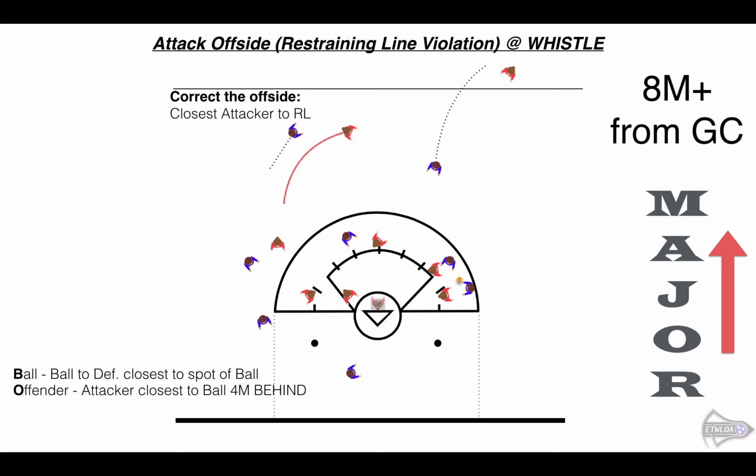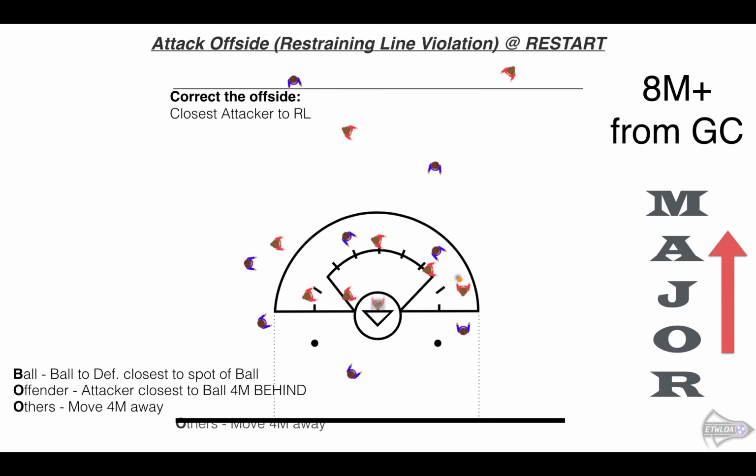The offender, or the attacker with the ball, typically will be placed 4 meters behind, and the others will be moved 4 meters away from the free position, in this case taken by the red team. So prior to restart by the new trail or old lead, this is how the free position setup would be at the spot of the ball.